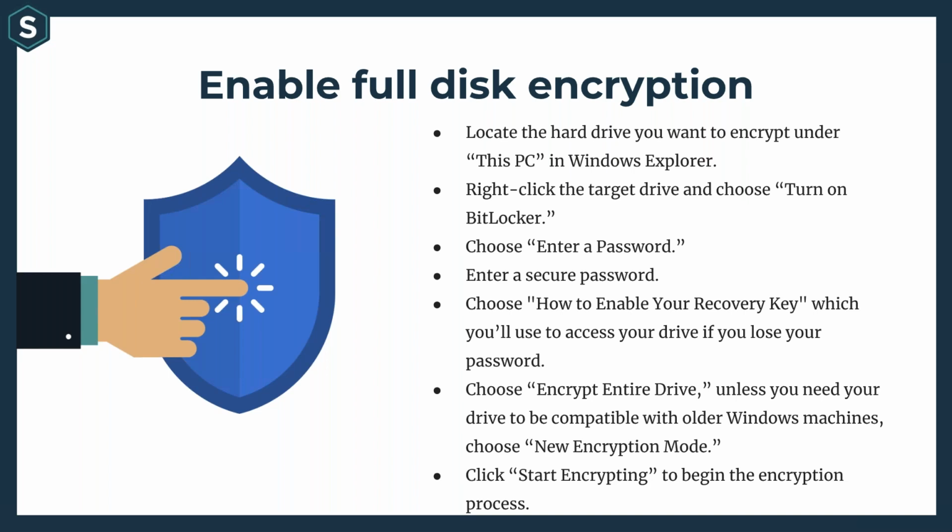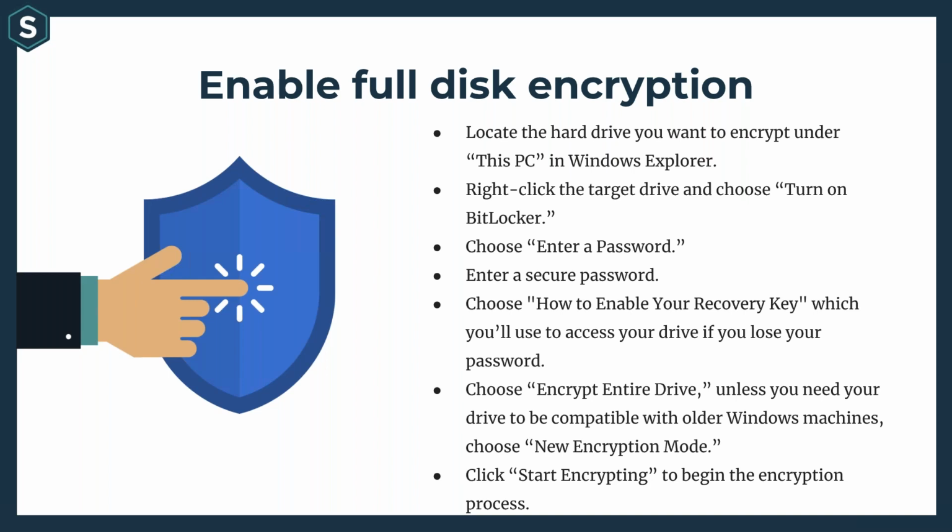Locate the hard drive that you want to encrypt under This PC in Windows Explorer. Right-click the targeted drive and choose Turn on BitLocker. Choose Enter a password. Enter a secure password. Choose how to enable your recovery key, which you'll use in case you ever forget your password. You can print this key, save it as a file to your hard drive, save it on a USB stick, or save it to your Windows account.